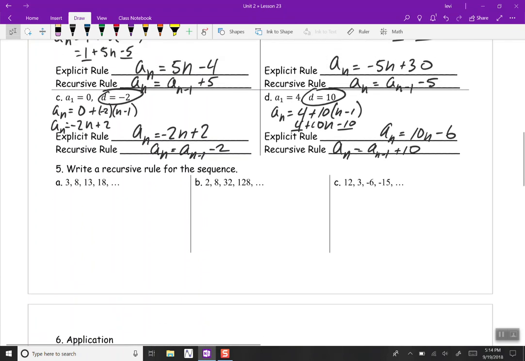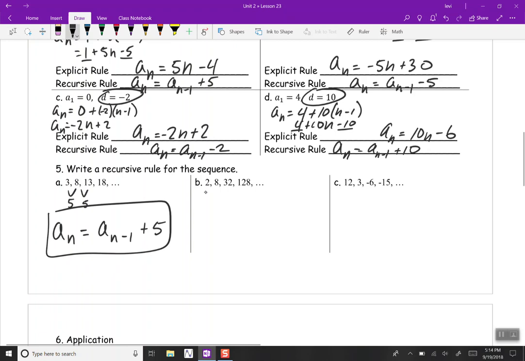Write a recursive rule for the sequence. So what's happening here? We're adding by 5. So this would be a sub n equals a sub n minus 1 plus 5. It's that easy.